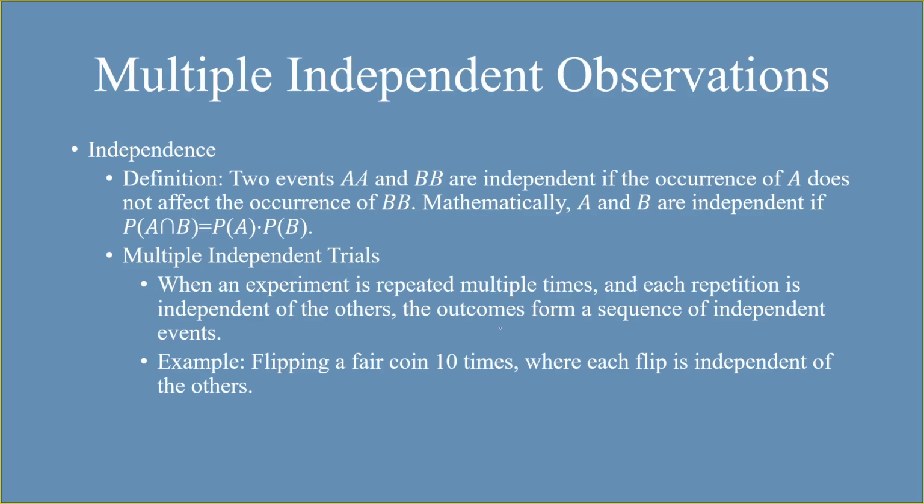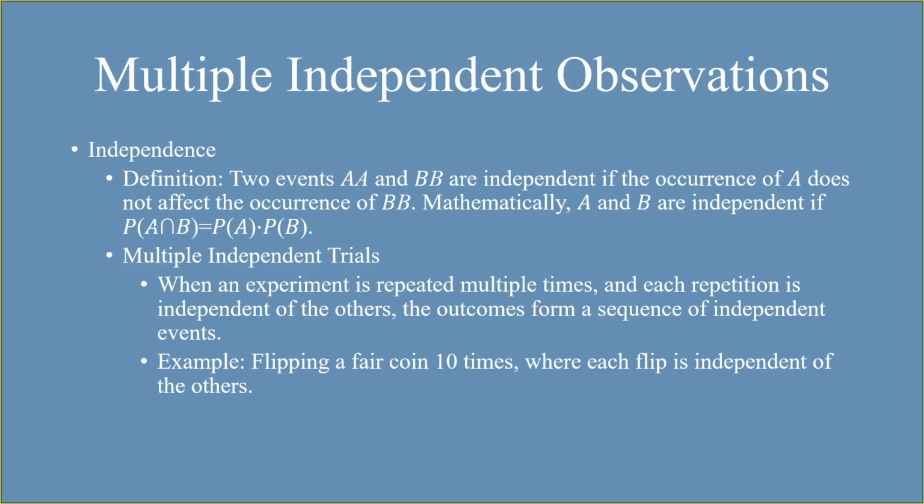What are multiple independent observations? What is independence? Two events A and B are independent if the occurrence of A does not affect the occurrence of B. Mathematically, A and B are independent if P of A intersect B is P of A multiplied by P of B. And what are multiple independent trials?